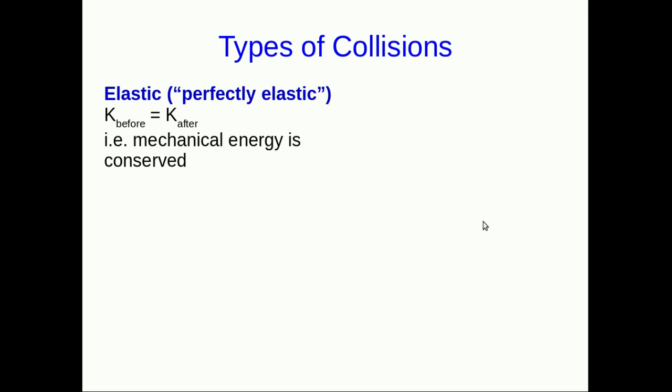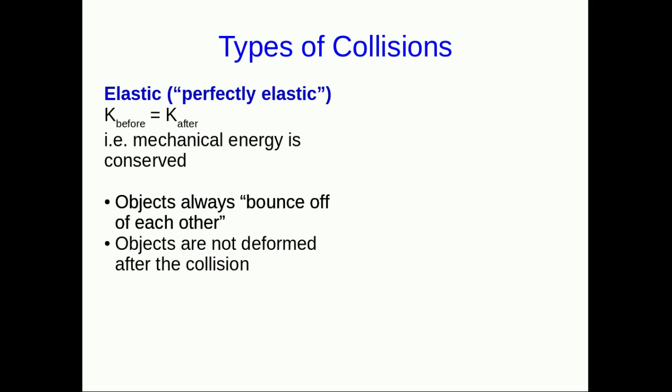I often find that students get confused about all the types of collisions, and admittedly there's a lot of terminology here. All we mean by elastic is that the kinetic energy before the collision is the same as the kinetic energy after, or in other words, the mechanical energy was conserved. And just because objects bounce off of each other doesn't mean the collision is elastic, but the objects do always bounce off each other in any elastic collision. Objects are not deformed after the collision if it's elastic. That's the real way to know whether a collision is elastic or not.